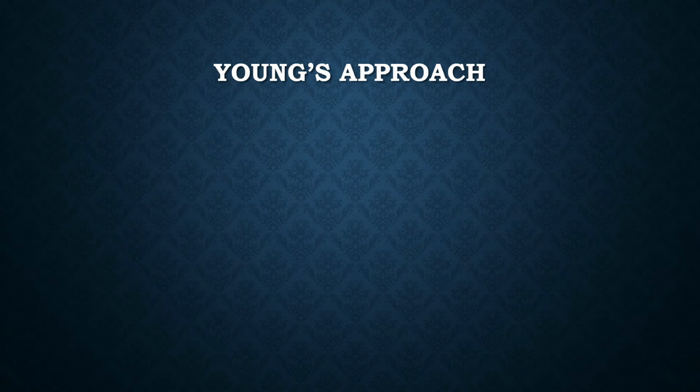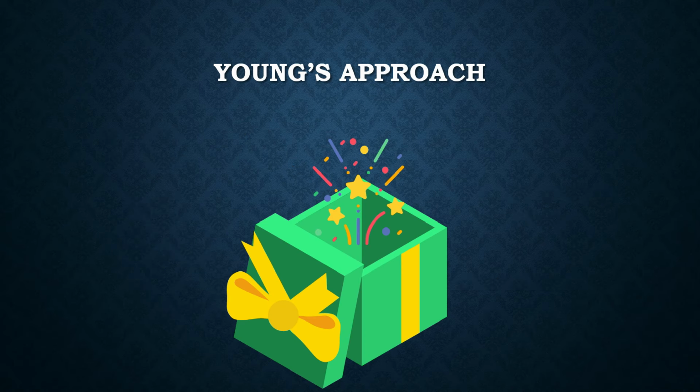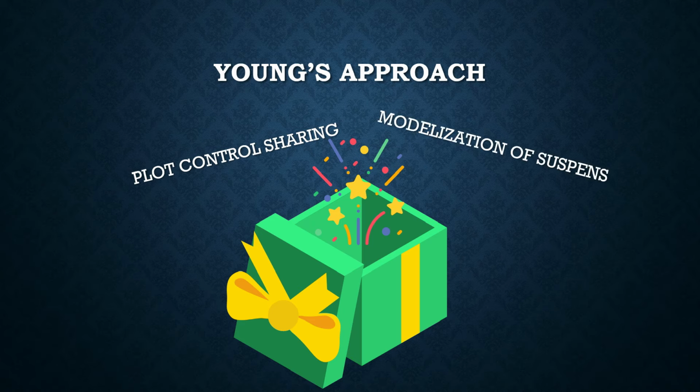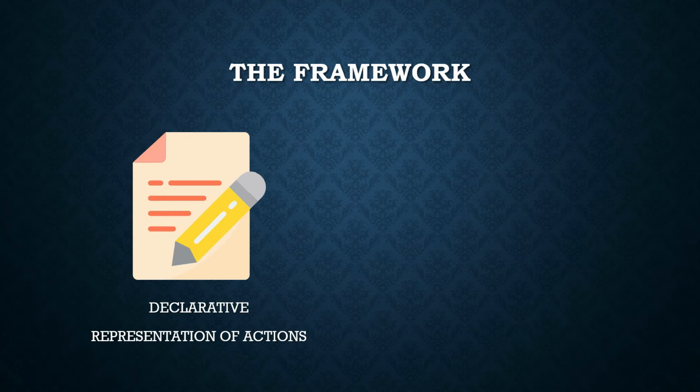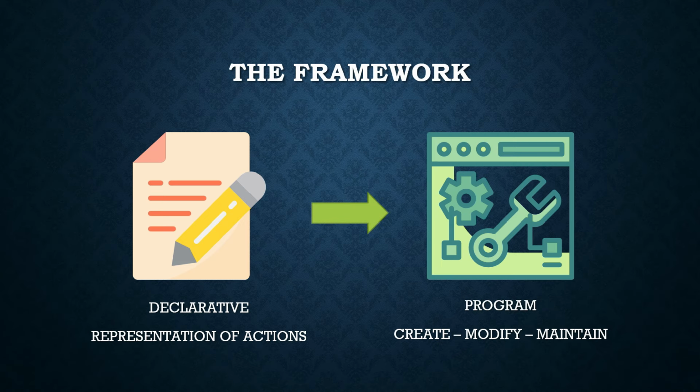This approach allows two things: the sharing of the plot control between the user and the system, and the modelization of suspense as experienced by the user. To do so, Young says you need two things. One, a declarative representation of the actions possible in the story world. And two, a program able to use this representation in order to create, modify and maintain the plan corresponding to the plot.